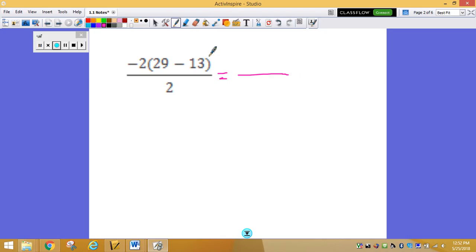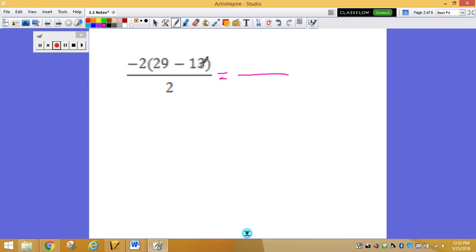All right, here we go. When you have a fraction, you're going to do the entire top and you're going to put an answer here. You're going to do the entire bottom and you're going to put your answer here, and then your very last step is to divide. You cannot type this entire thing in your calculator. It will give you the wrong answer.